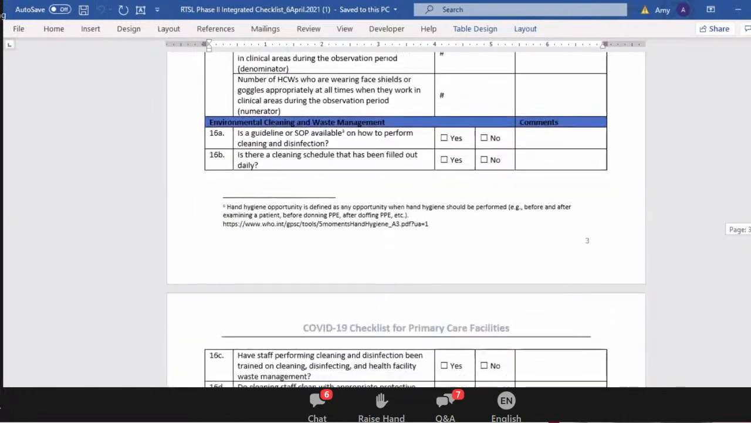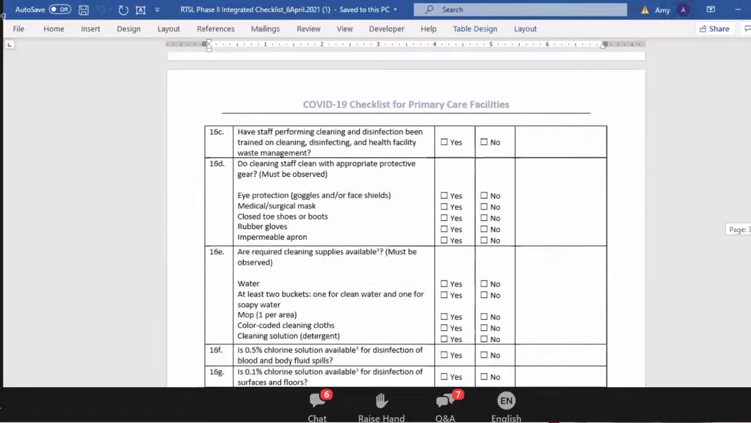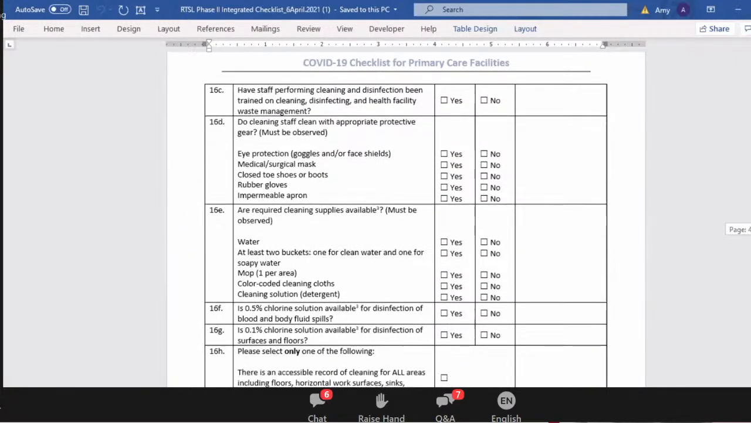And then, of course, there are environmental cleaning and waste management indicators that are often very much overlooked within the primary healthcare facility and within infection prevention writ large. You'll see there are specific indicators here that are looking for the actual availability of the appropriate protection for cleaning staff. So for example, 16D, just to give you an example, asks about specific protective gear and availability of personal protective equipment.